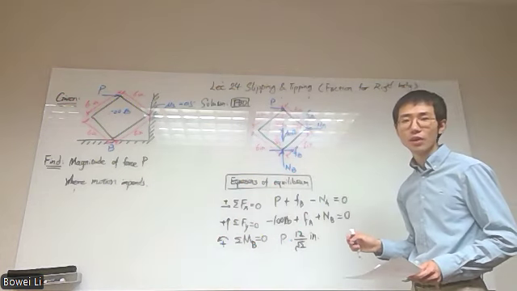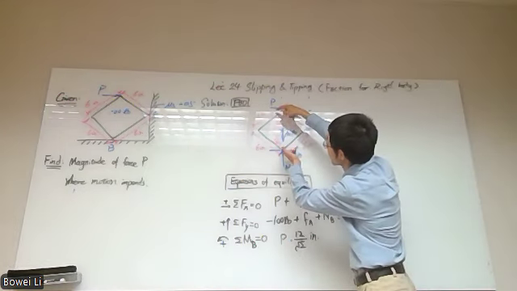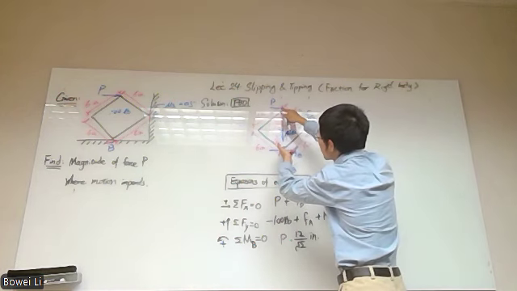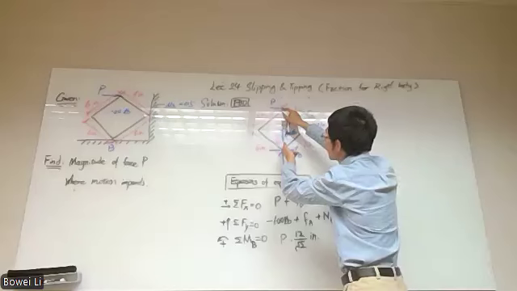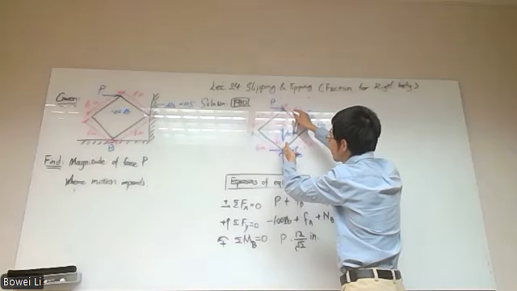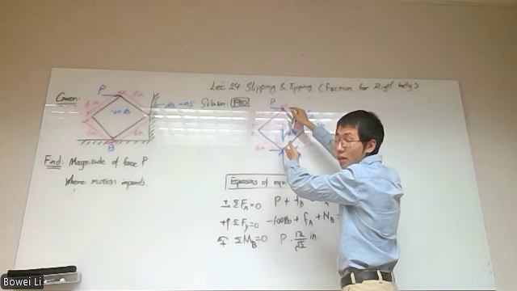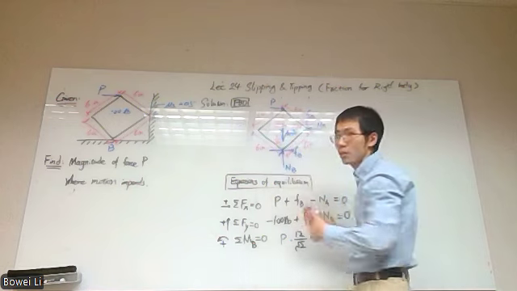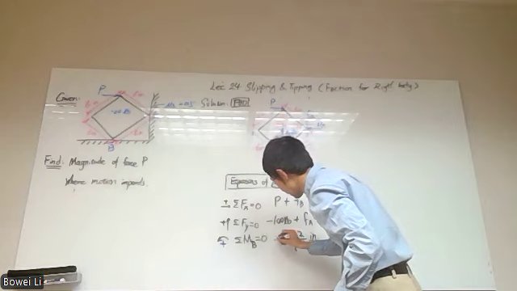Now, positive or negative here? Okay. Since the force here is going towards the right, it will be rotating either clockwise or counterclockwise here. It is actually clockwise, right? Clockwise means that it is negative, right? It is negative here.